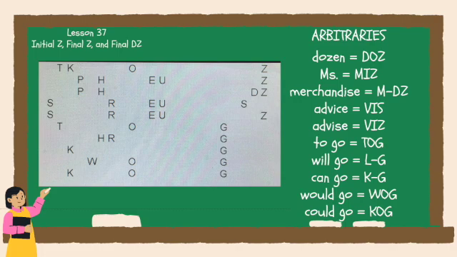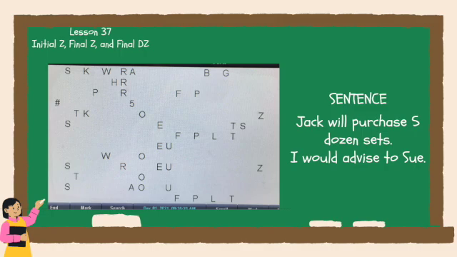So again, you can hit the pause button to study well and take a closer look at how these arbitraries and phrases are written. Okay, let's proceed to the next slide. We have here a sample sentence: Jack will purchase 5 dozen sets. In the first sentence, we can see on the left side how this is written.